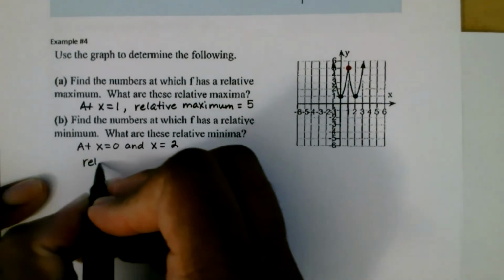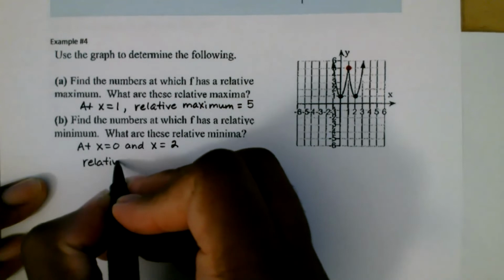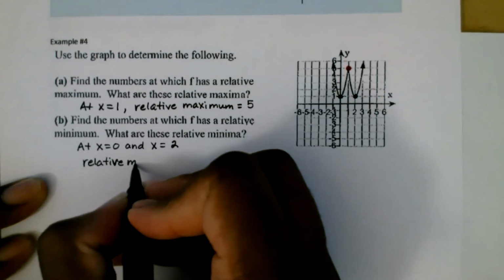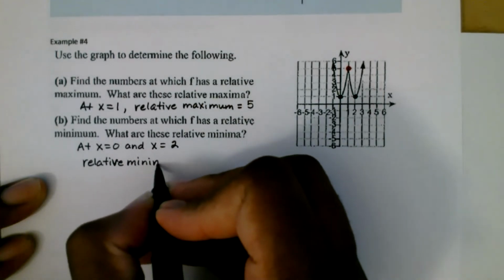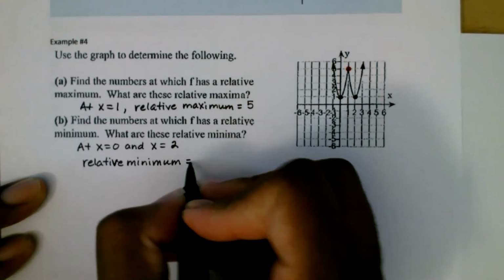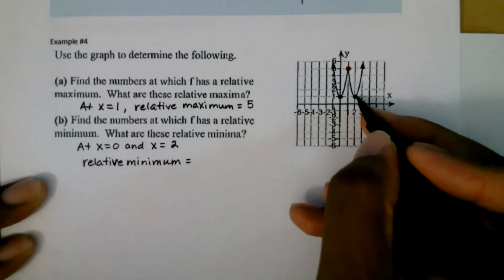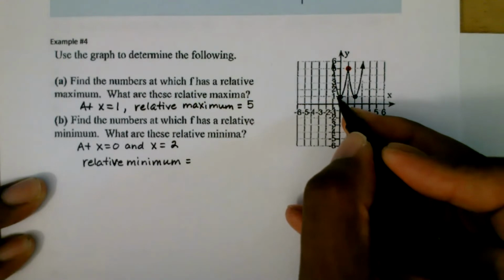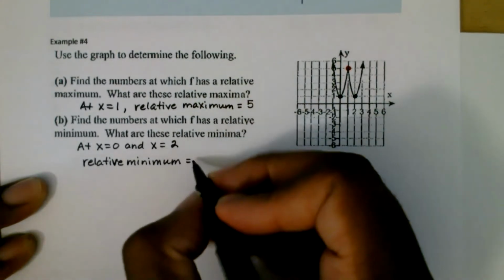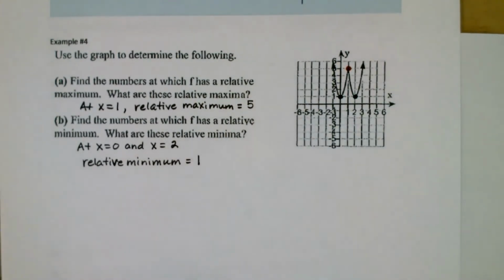And what is that relative minimum? In this case, they're both at the same y value, which is 1. So the relative minimum is 1.